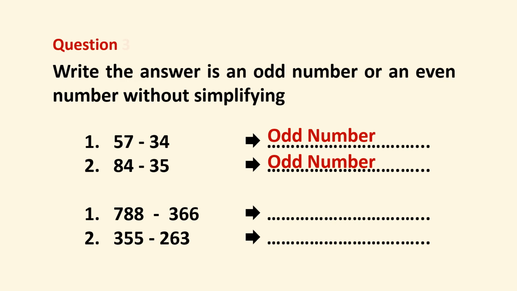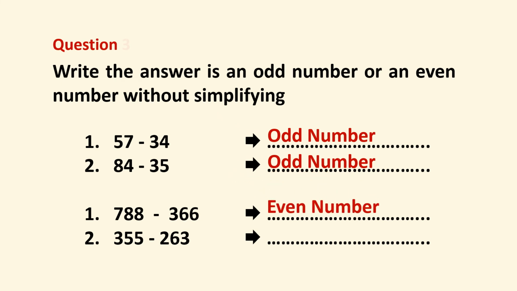788 minus 366. So 788 is an even number since 8 is an even number. So 366 is also an even number. So it's like even number minus even number. So as we have learned previously, even number minus even number, the result should be an even number.